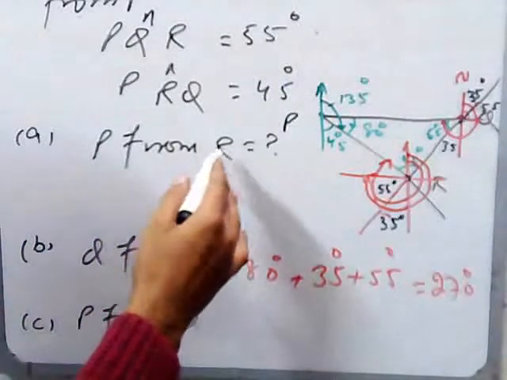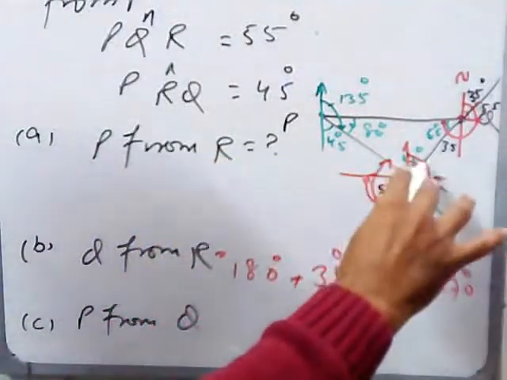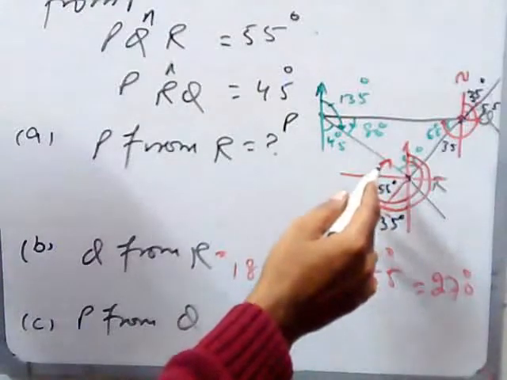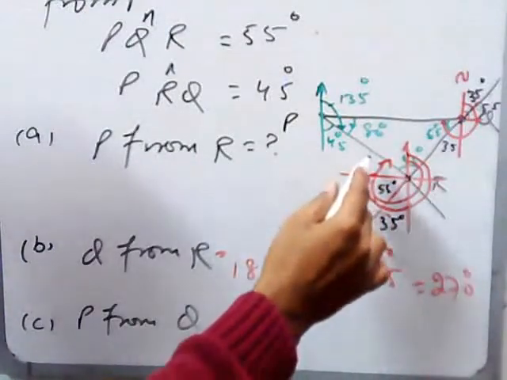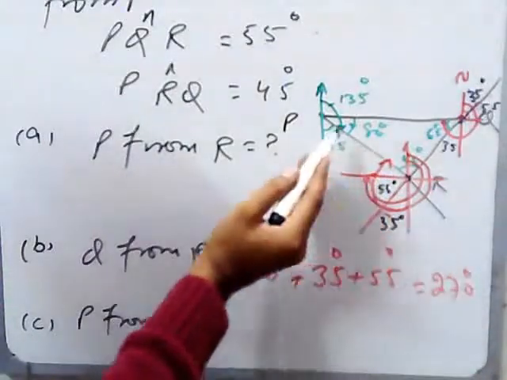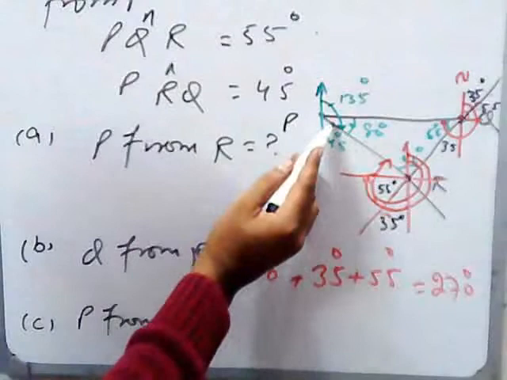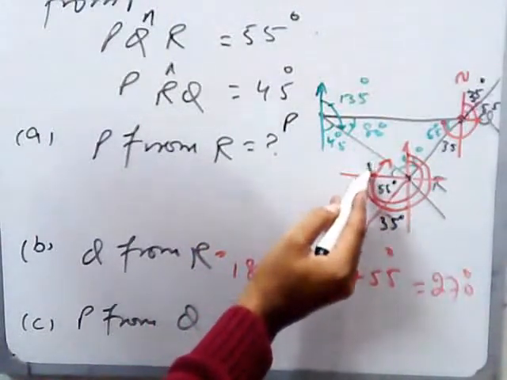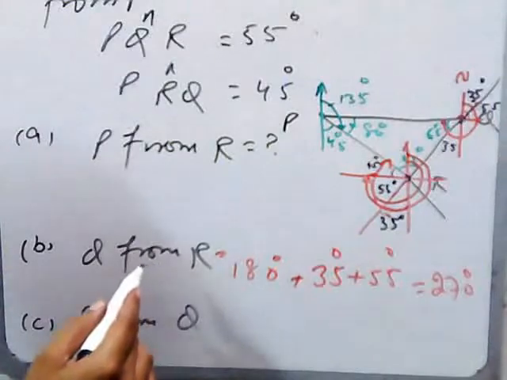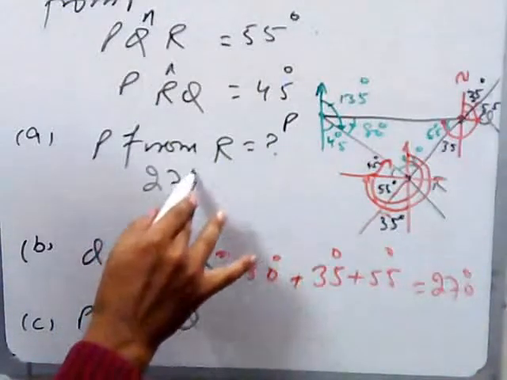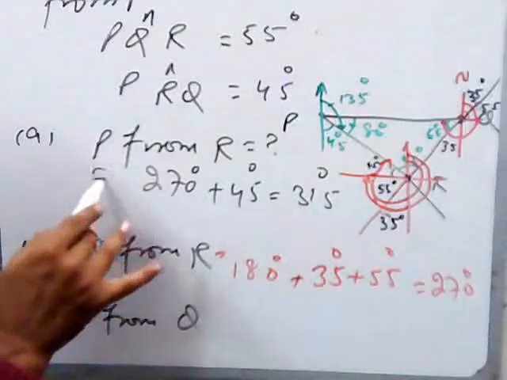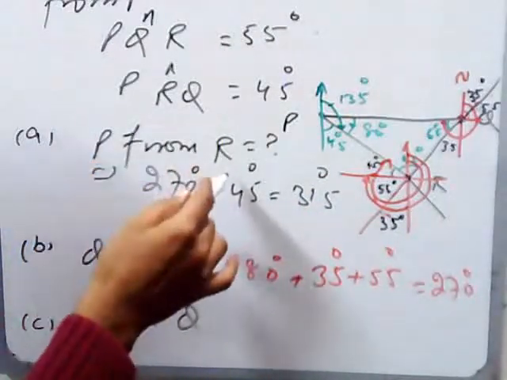Similarly, if I start taking bearing from R to P, you should be very careful that here it is 180, 270, and plus this one, which is once again a corresponding angle. If it is 45, it is also 45. So 270 plus 45 is equal to 315 degrees. That is your result, the bearing of P from R.